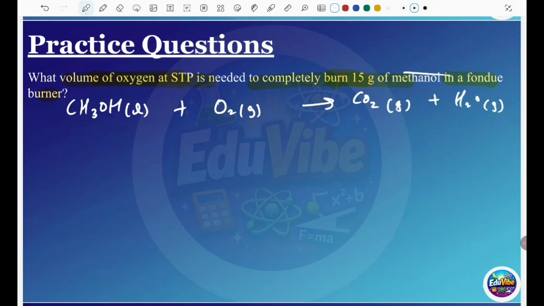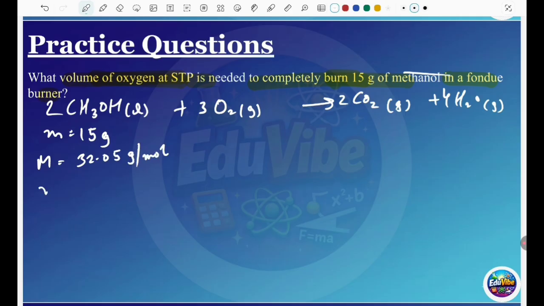So you have to balance this now. So we have a 3 and 4 H over there. So there's a 4 H and we become an 8 H. So this becomes 2, this becomes 3, and this is 4. Done. We have a mass for the methanol, which is 15 grams. So you can find the molar mass actually from here. It's 32.05 grams per mole, and you can find the n from here, which is 0.46801 moles.